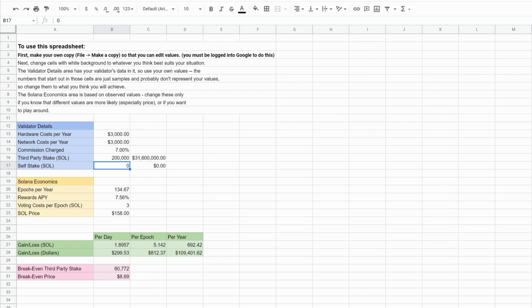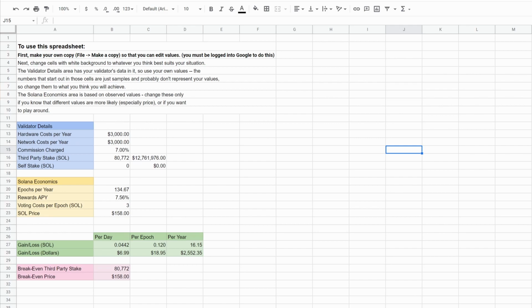However, if our goal was to just break even, how much money would we need? Well, it says here, the break-even minimum stake is 80,772. So let's go ahead and type this in. 80,772. So that means that in order to just break even running a validator, we would need people to collectively lend us $12 million of their Solana in order for us to stake it for them.